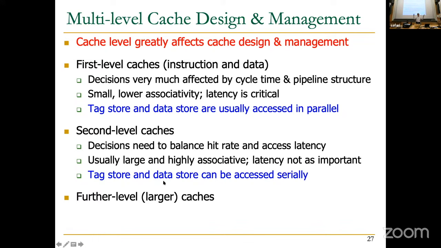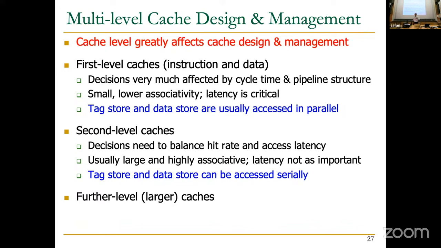So you have the tag store, you have the data store. Instead of accessing them in parallel, you first access the tag store, and the tag store indicates whether it's a hit or miss. If it's a miss, you don't access the data store. You saved a lot of energy. That's nice, right? And if a cache is highly associative, your data store is expensive to access because you're accessing a lot of things. Or if your cache is large, your data store is expensive to access.